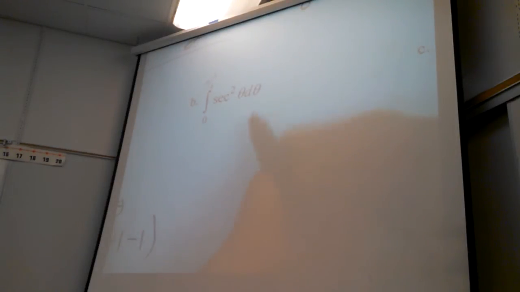And cube 3? No, that's tangent. Yeah, what is the derivative of tangent? Secant squared. So what's the integral of secant squared? Tangent. That's the relationship, because the integral is the antiderivative. It's the opposite of a derivative. So if it goes this way, it's got to go right back the other way.